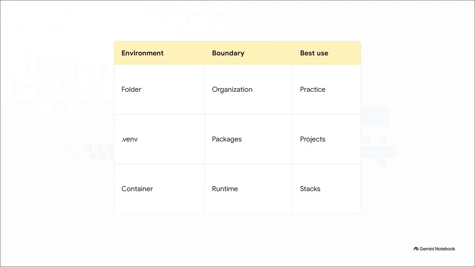Think of this like a sandboxing spectrum. It's all about matching the boundary to your actual needs. A simple project folder is great for organizing things, but it gives you zero dependency isolation. Step up to a Python virtual environment, your .venv, and boom, your packages are isolated beautifully, but you still aren't isolating the OS. For totally repeatable runtime stacks, you have to move up to containers. The big takeaway? Stronger isolation is incredibly powerful, but it definitely brings higher setup costs. You want the smallest boundary that actually gets the job done.